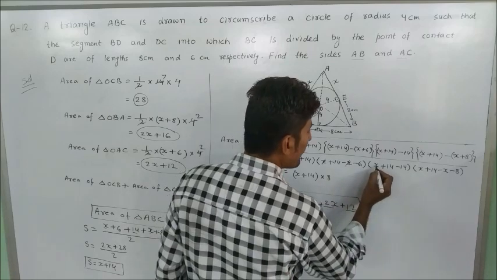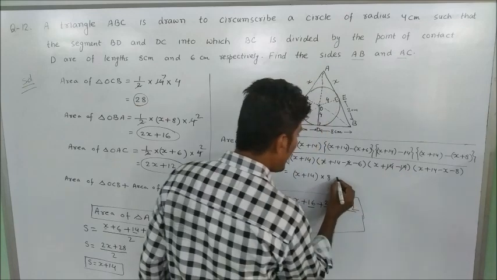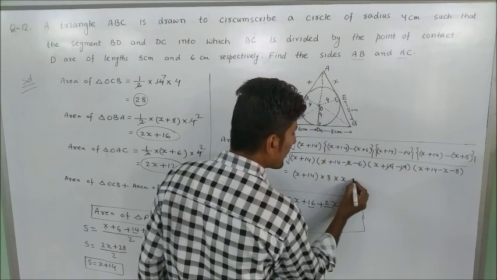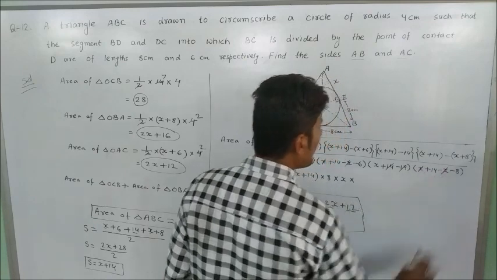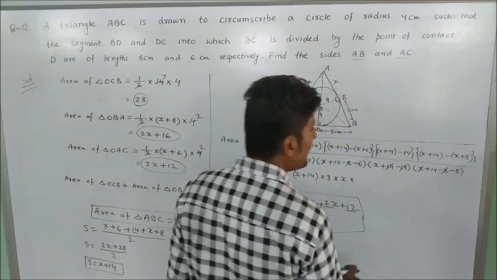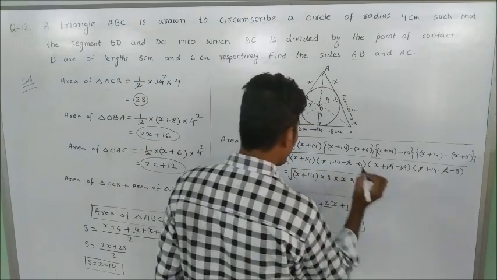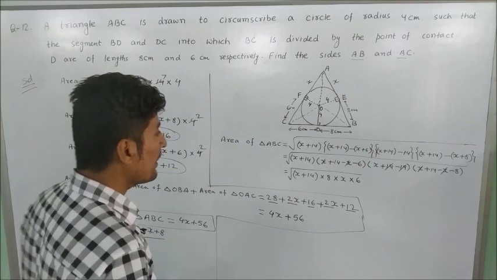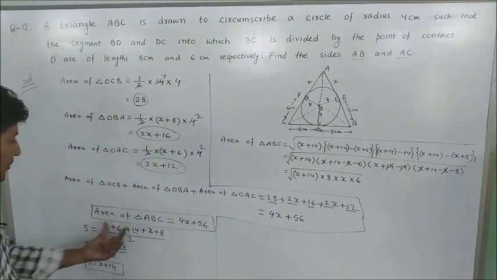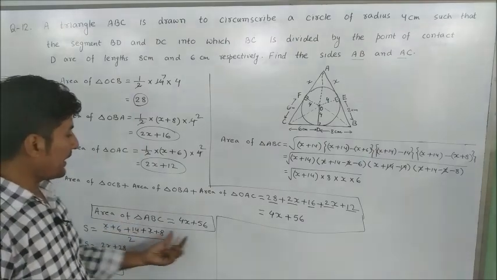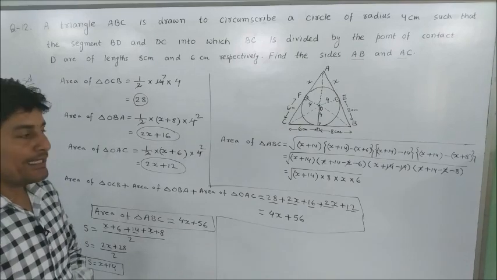Now here x plus 14 minus 14, so these two will cancel. We will have x multiplied by. Now here x minus x both will cancel. 14 minus 8 will be equal to 6. So we write 6 inside the root. Now this is the area of triangle ABC. This is also the area of triangle ABC. So both the areas of the triangle will be equal.